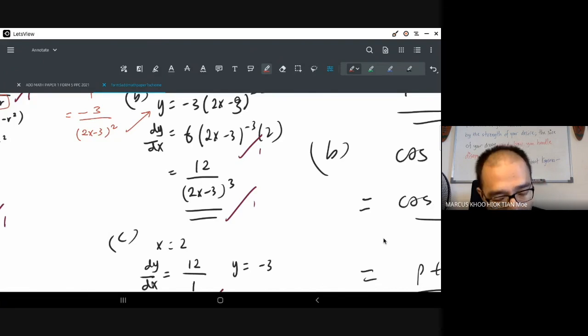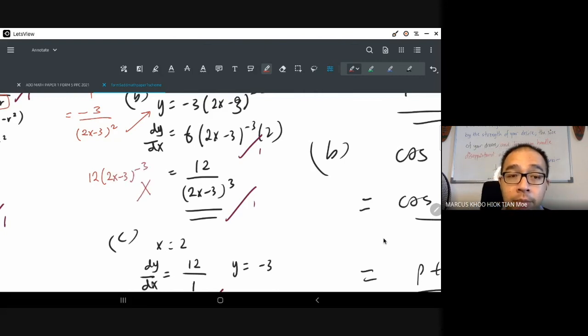One word of caution, if you give your final answer like this, 2x minus 3 to the power of negative 3, it is considered incomplete. Your answer is not yet complete. We need to bring the power of negative 3 back downwards.